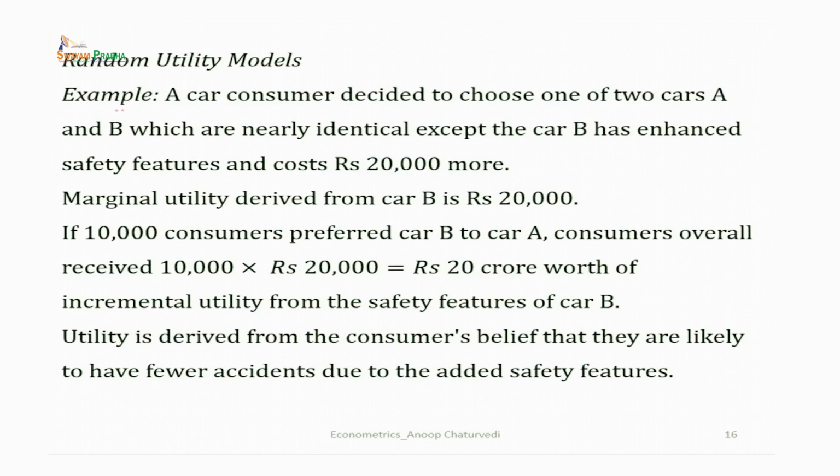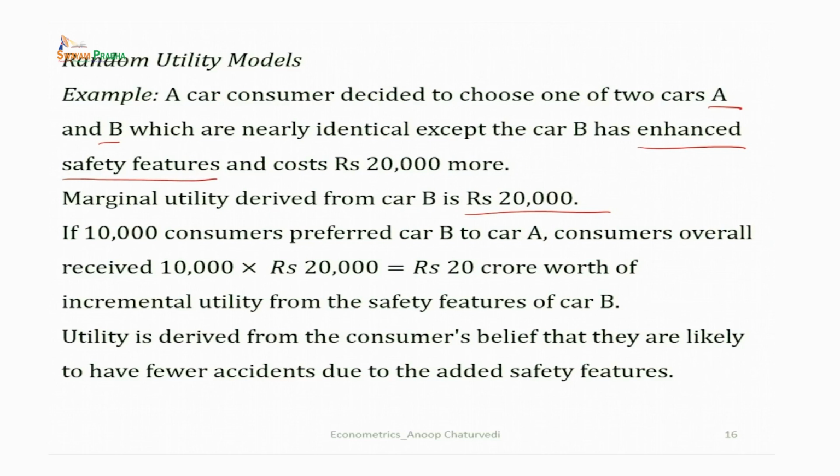Say we take this example: a car consumer decided to choose one of two cars, say A and B. Out of several cars available, he has finally selected two cars, and these two cars are nearly identical, except that car B has enhanced safety features. Then the cost of car B is ₹20,000 more than the cost of car A, and it is because of the enhanced safety features. Otherwise, both the cars are almost similar. So, the marginal utility derived from car B is ₹20,000.